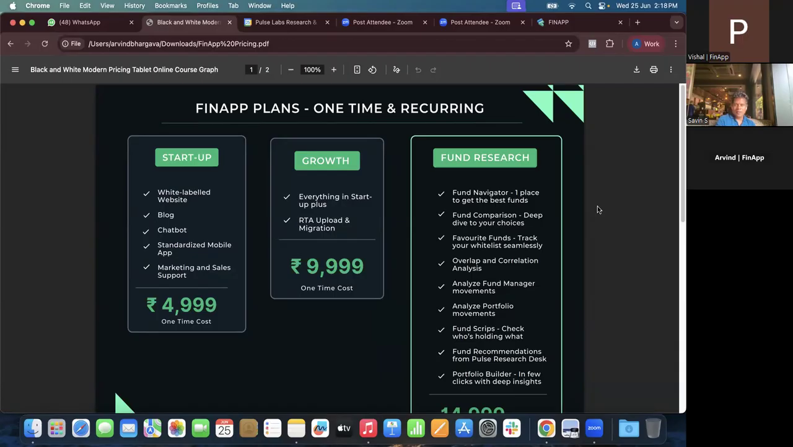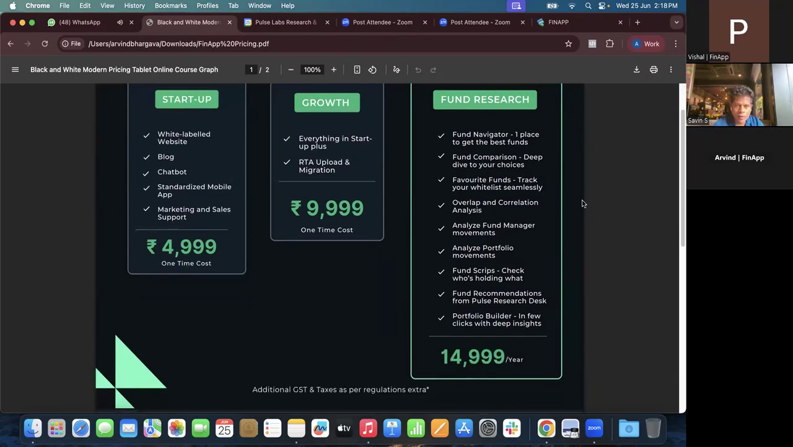Since you already have a sizable AUM, what we are suggesting is you continue to use your software which you are using, right? But simultaneously, if you like any of these parts, you can take them as a la carte. For example, we have a one-time setup cost of 10,000 rupees. This is not for you. I don't think it makes any sense.